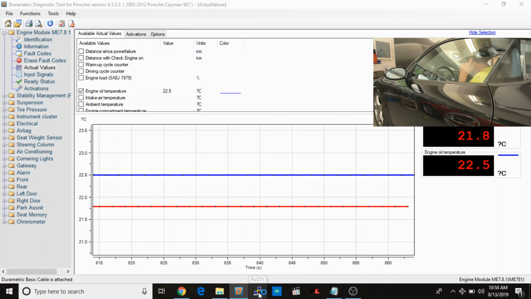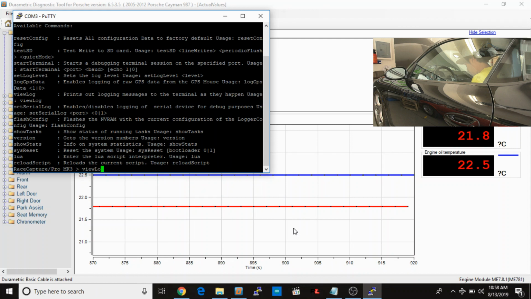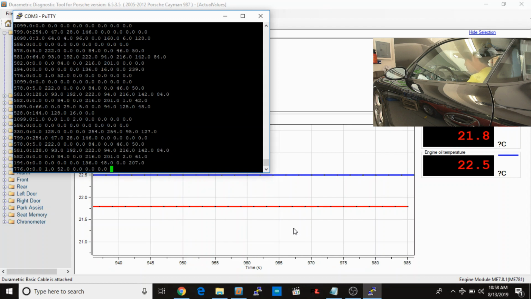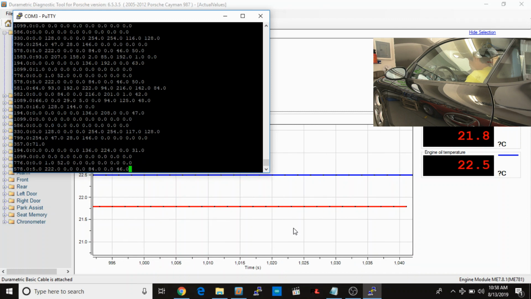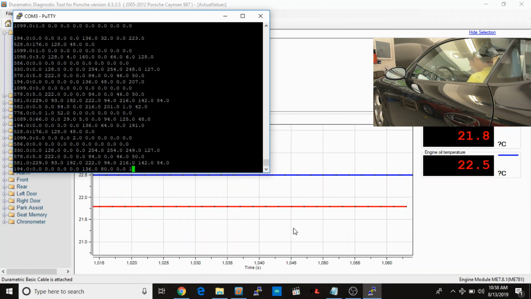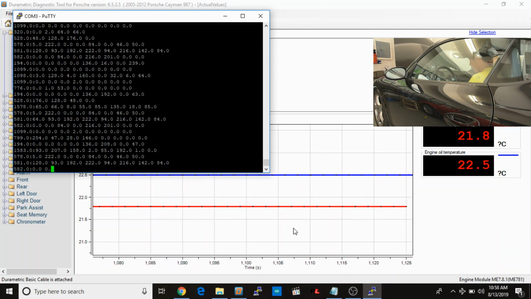You know what? Let's start my PuTTY log. So we'll start the logging of this first. So this is going to be our CAN logger. That's going. So right now, somewhere inside of this CAN file, there is a CAN ID and a byte ID that when a formula is applied, it should give me these two values here, engine temperature and coolant temperature, or engine oil temperature.